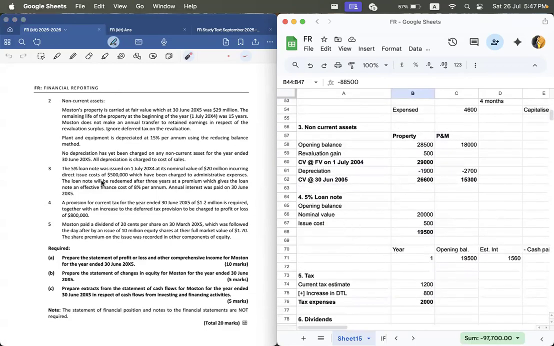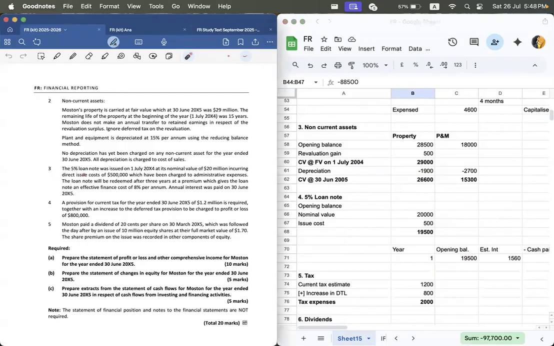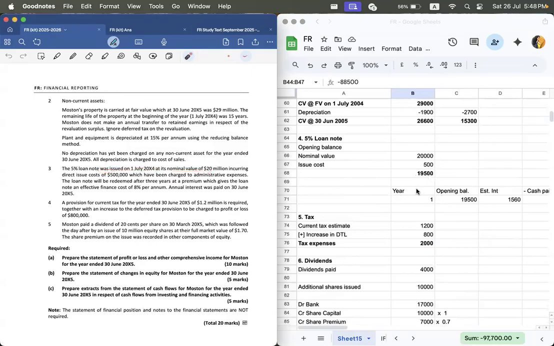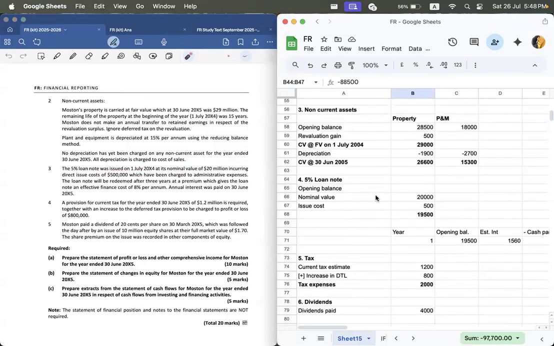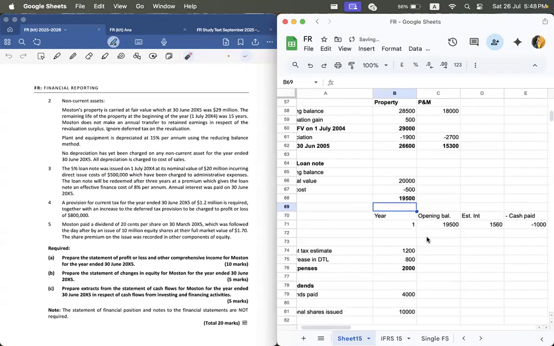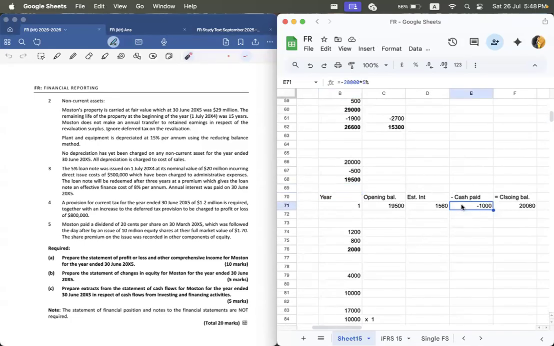Now the fourth working, which is the third note, is about loan notes, right? So for the loan note, we have the opening balance. We have to find the opening balance, that is the nominal value minus the issue cost. That is 19,500. I'll just change here. I did nominal value times the finance costs. Yeah, that is cash paid, right?